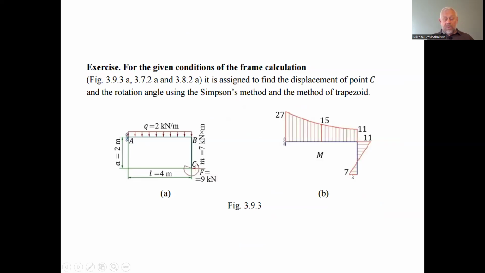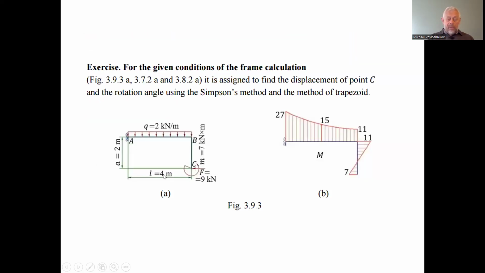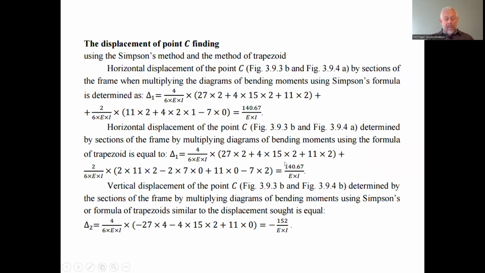-7, -7, and the product we have in the trapezoid rule next to summands in the brackets as the cross multiplication of the bending moments of the diagrams of bending under external load and the diagram of the bending under the unit force. So we have here 2 on the other end, and on the other end we have -7. This is the last summand in the brackets, and after the calculations we find the same magnitude.